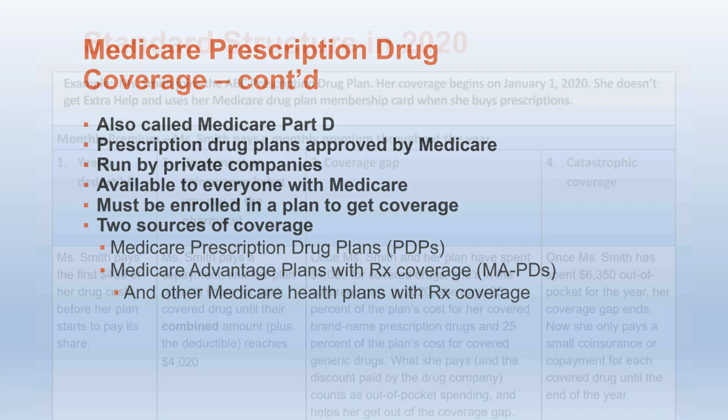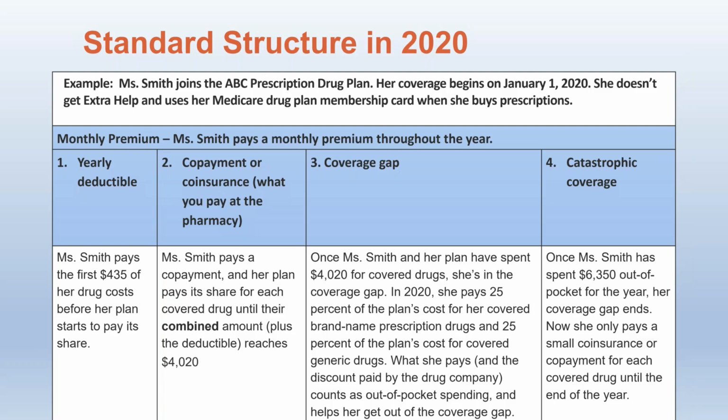There's a standard structure in 2020 for the Medicare Part D system, and every private insurance company that offers a Part D plan follows this basic structure. You may be responsible for a $435 yearly deductible. Most Part D plans these days will waive that deductible on Tier 1 and 2 preferred and generic drugs.